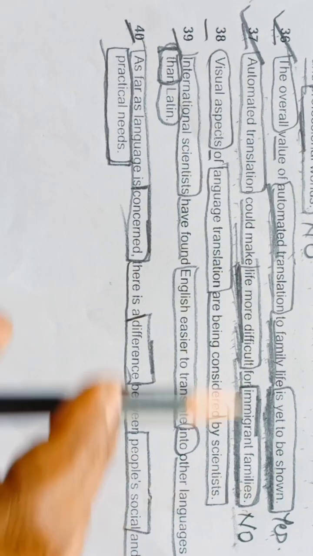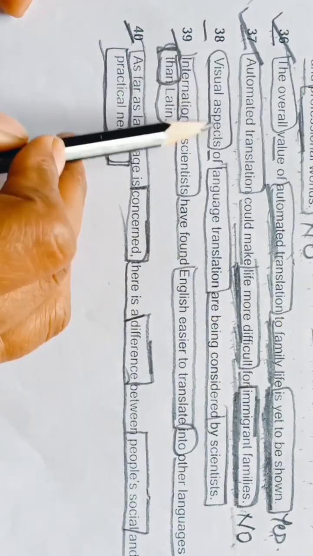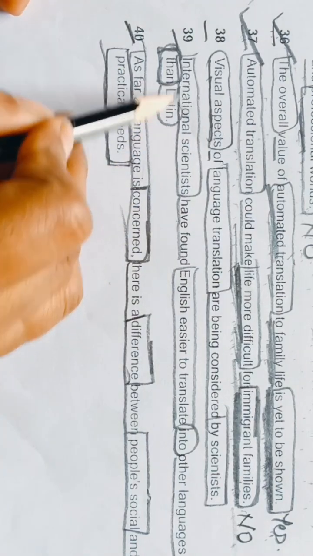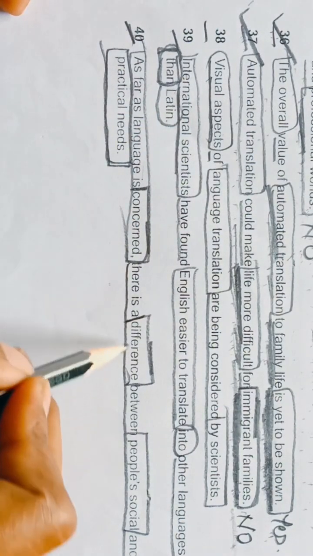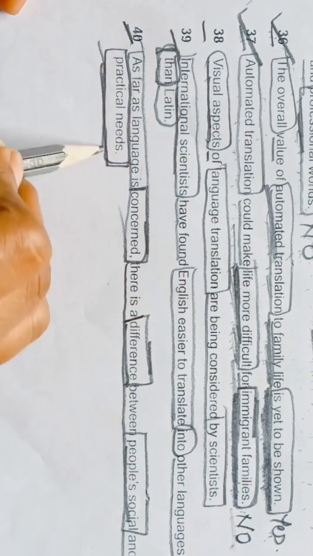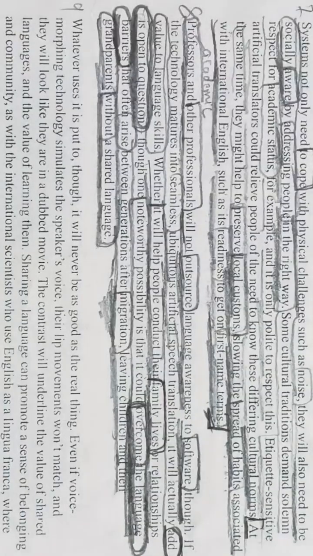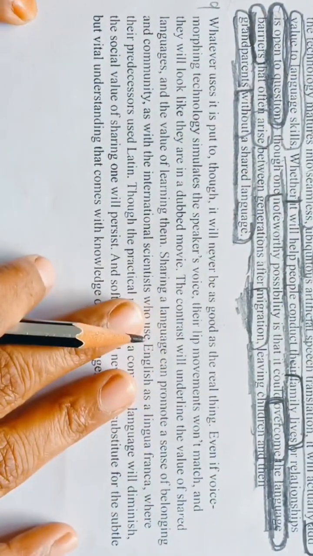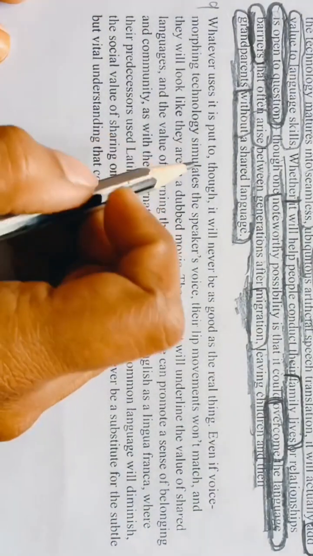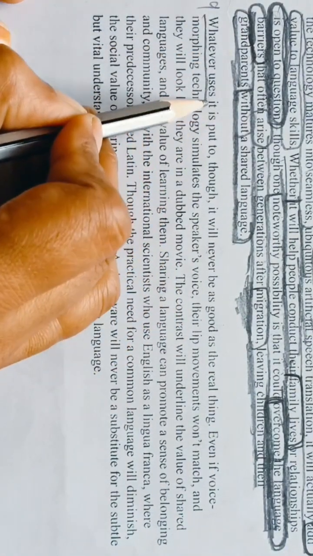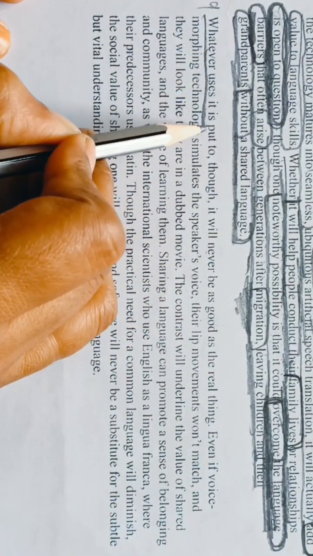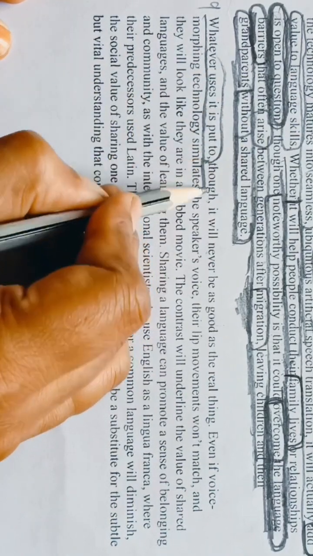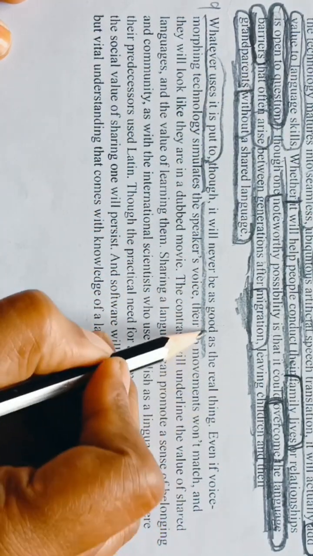Okay, let's move forward. Our another keyword is visual aspect, international scientists, and difference between people's social and practical needs. Okay, so now let's move forward towards our last paragraph. Whatever uses it is put to, though it will never be as good as the real thing.